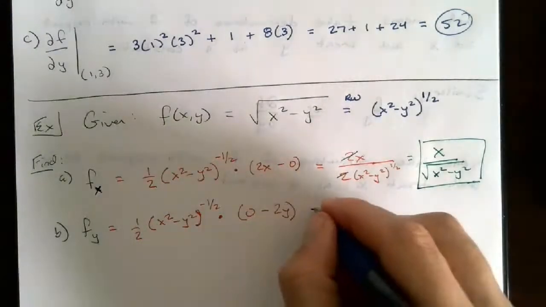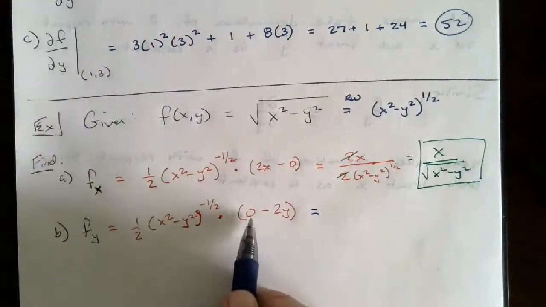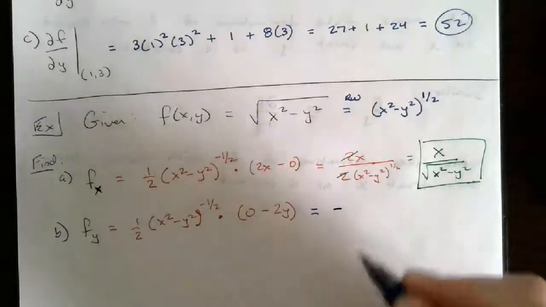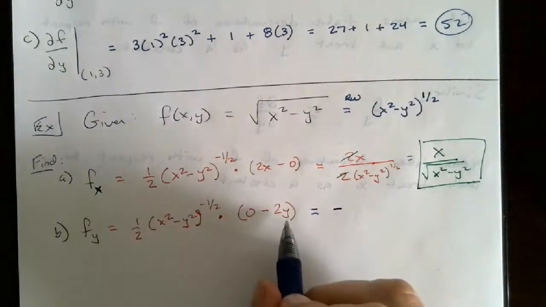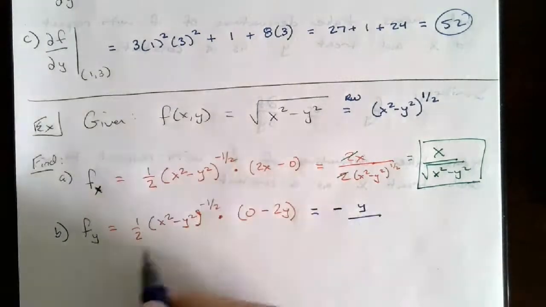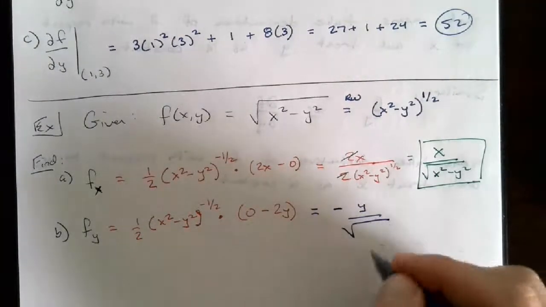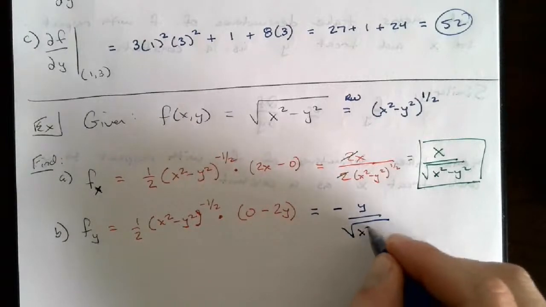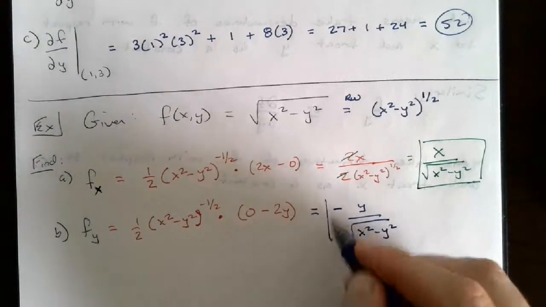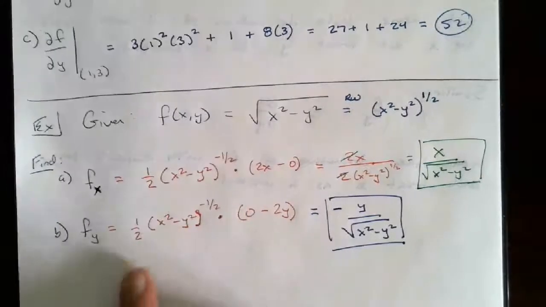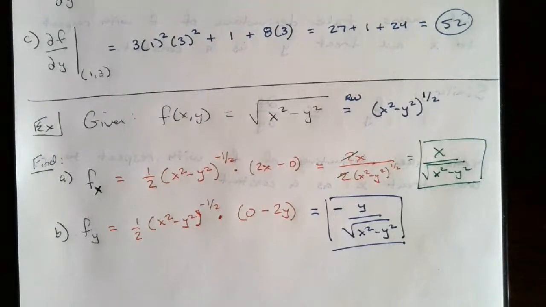To simplify this, maybe we can do it without showing everything. 0 minus 2y is a negative 2y. The negative 2 and that 2 are going to cancel, so it's going to be a negative 1 in front, or just negative. You'll have a negative, these 2's cancel, and then you have y, so negative y. Over in the denominator, you've got this x squared minus y squared to the negative 1/2, which is the square root of x squared minus y squared. And that's just me simplifying this. If you need to show it, make sure you show it. You'll have 2y over 2 times the x squared minus y squared to the 1/2, and then the 2's would cancel. You're rewriting it as a square root.